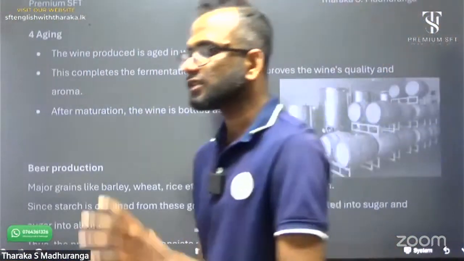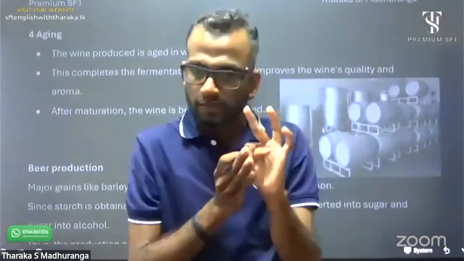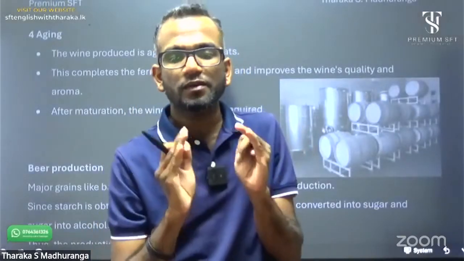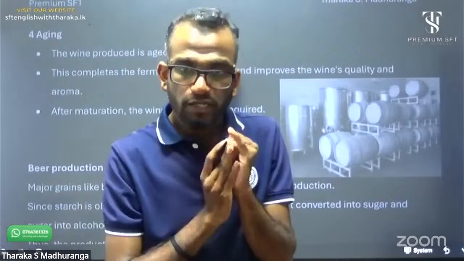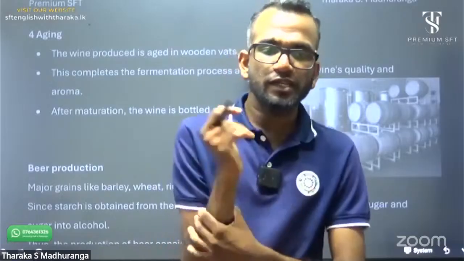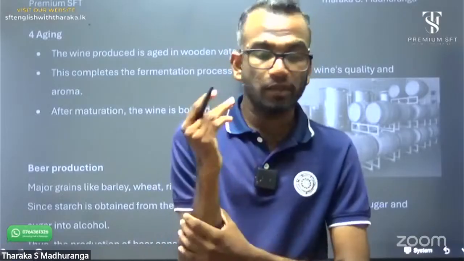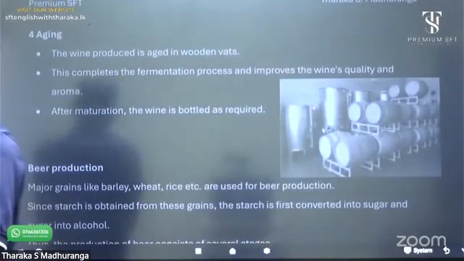What are the steps of wine production? First, grape pulp preparation. Second, pasteurization by sulfur dioxide gas. Third, fermentation by the specific microorganism, Saccharomyces strain. Then filtration, clarification, and aging. Store in wooden barrels and keep for a long time. This time depends, right? Sometimes 9 months, 6 months, 1 year. More than 1 year wine also exists.